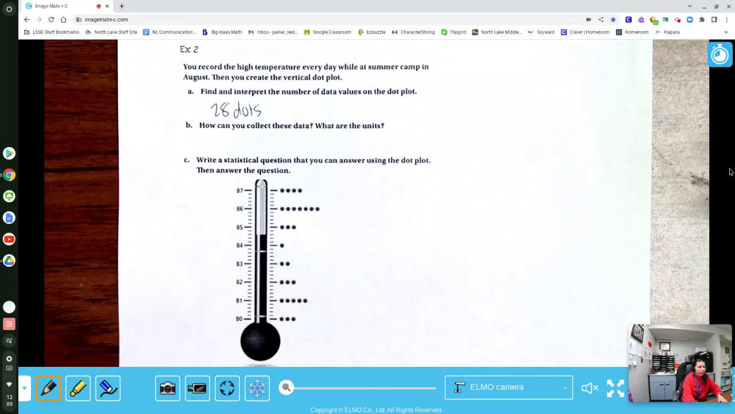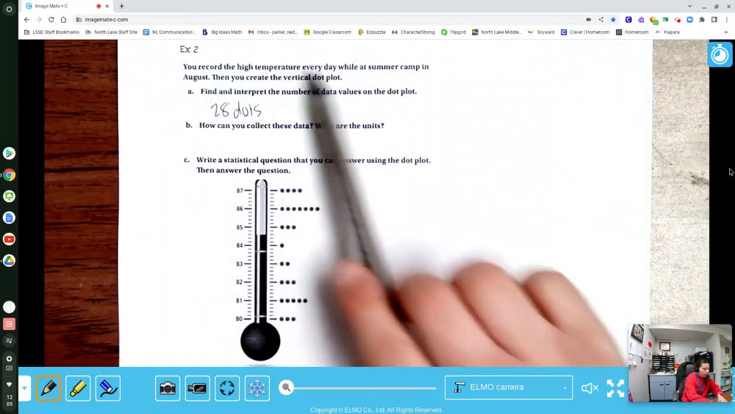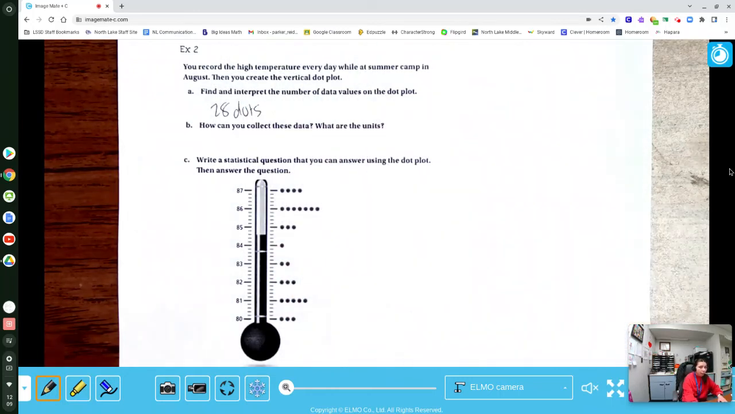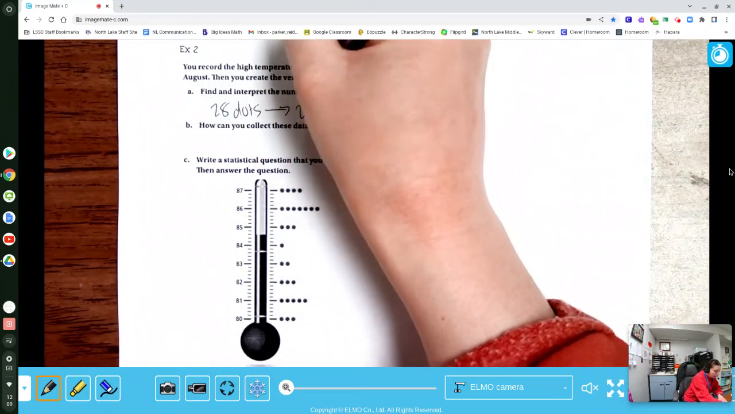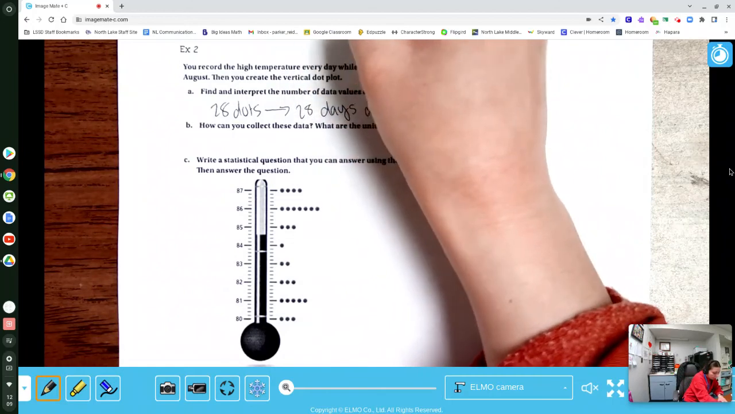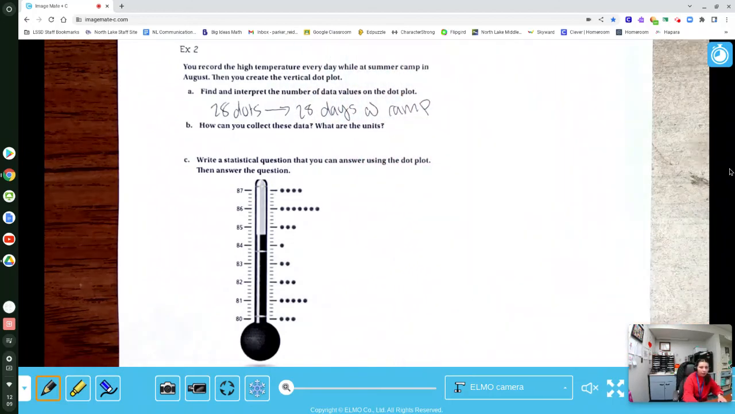We want to know, what does that really mean? Well, it says that you recorded the high temperature every day while at summer camp. So there's one dot for each day you were at summer camp. This means you were at summer camp for 28 days. 28 days at camp. That's the meaning of the number of dots, the number of values.